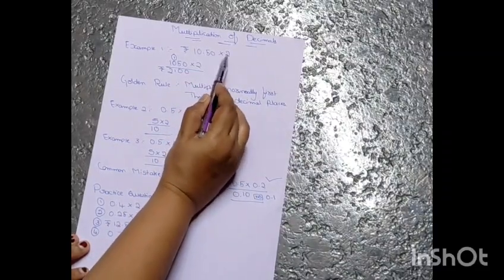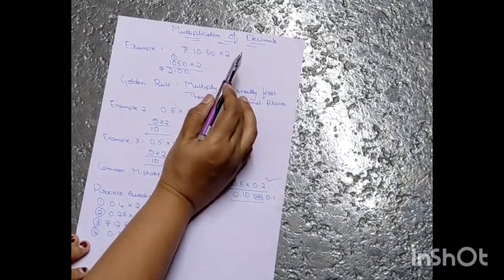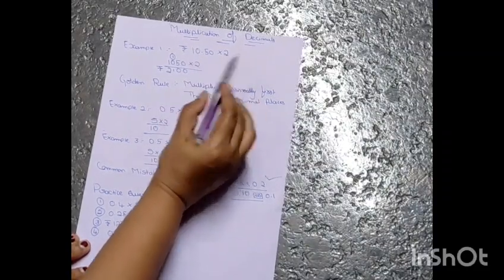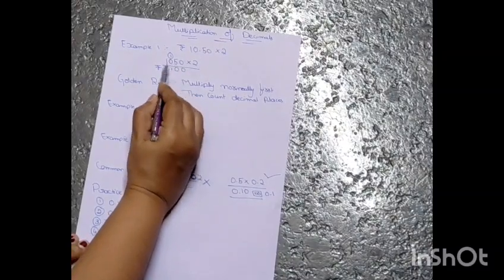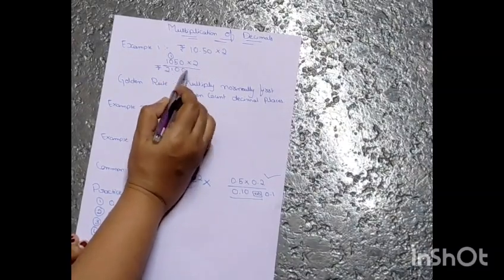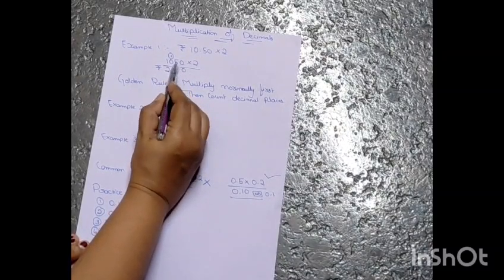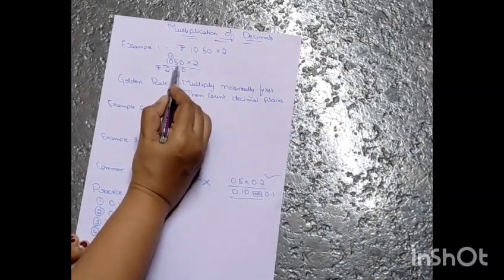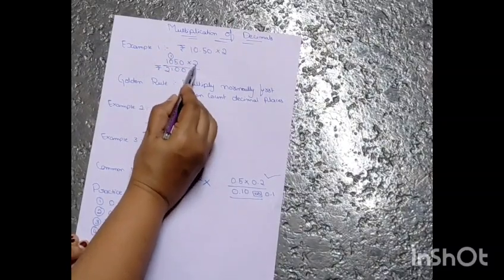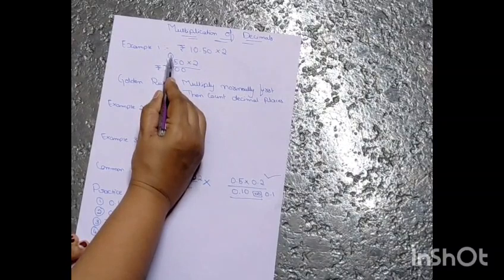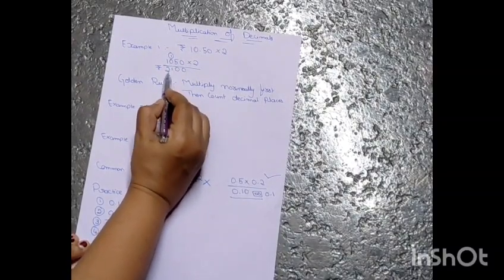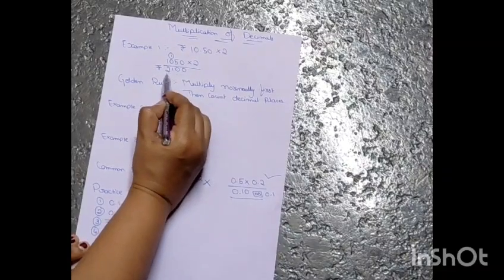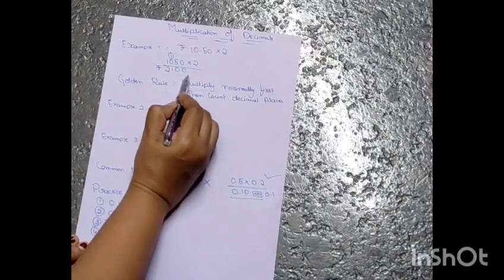10.50 into 2. So ignore the decimal point. Just ignore the decimal point. Write the numbers: 1050 into 2. Just do normal multiplication. 0 into 2 is 0. 5 twos are 10, so 0 and 1 carried forward. 0 into 2, anything multiplied with 0 is 0. As we have 1 here, just bring down 1. Next, 2 ones are 2. You got this answer? 2100 you got.